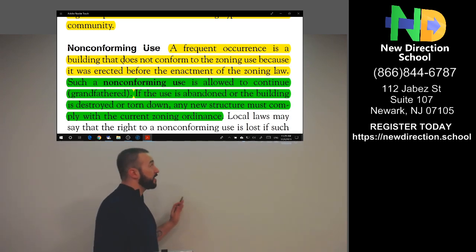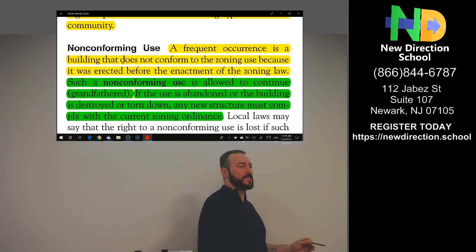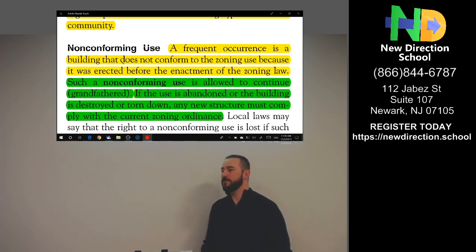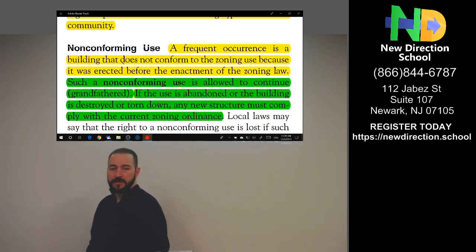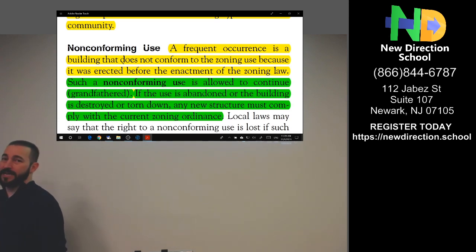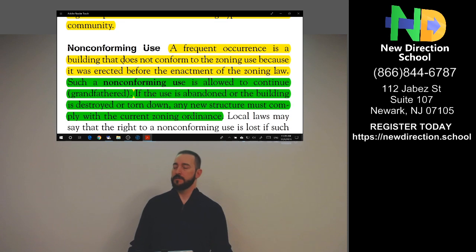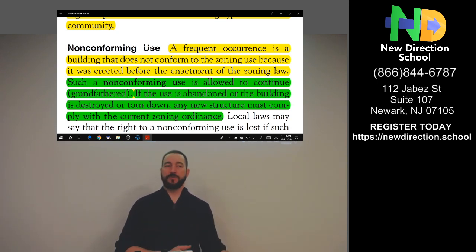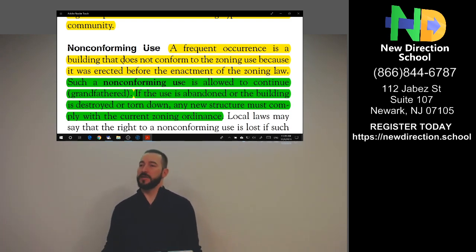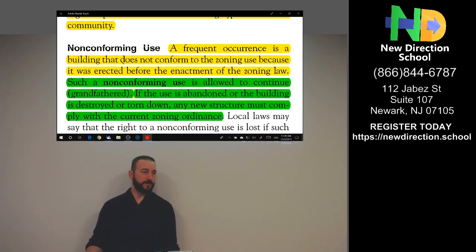No. It says right here that such non-conforming use is allowed to continue. It's grandfathered. Now, if this building use is abandoned, or the building is torn down or destroyed, then any new structure must comply with the new zoning. So if it's currently in use as commercial, nobody changes it. If it's abandoned or the building is torn down, the new building must go according to the current zoning. So it must be residential, any new building. Does that make sense?